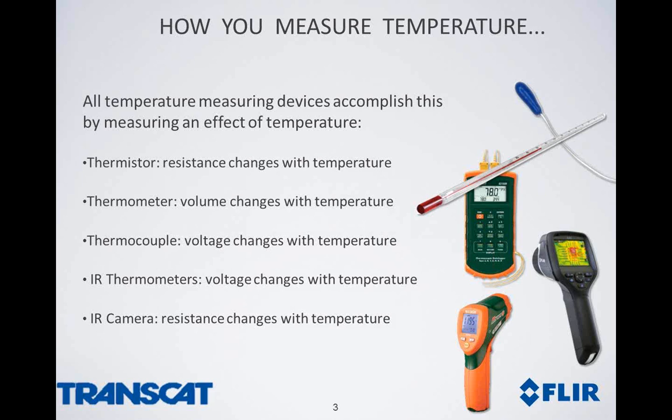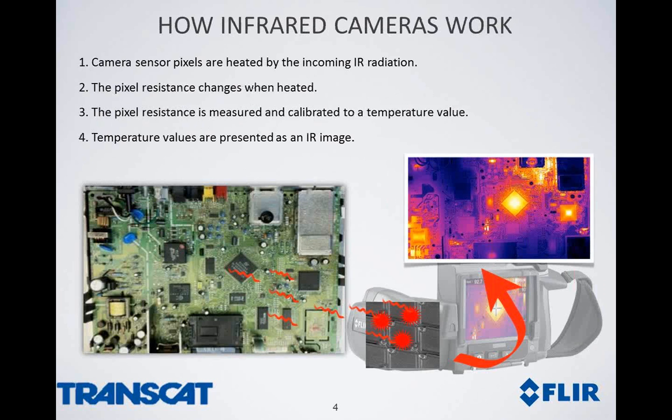IR thermometers also measure changes in voltage associated with changes in temperature. In an infrared camera, more specifically the camera we will use today, it measures changes in resistance associated with changes in temperature. All of these instruments report a temperature value based on the measurement of some other parameter. For today's presentation, we will focus on IR cameras only.